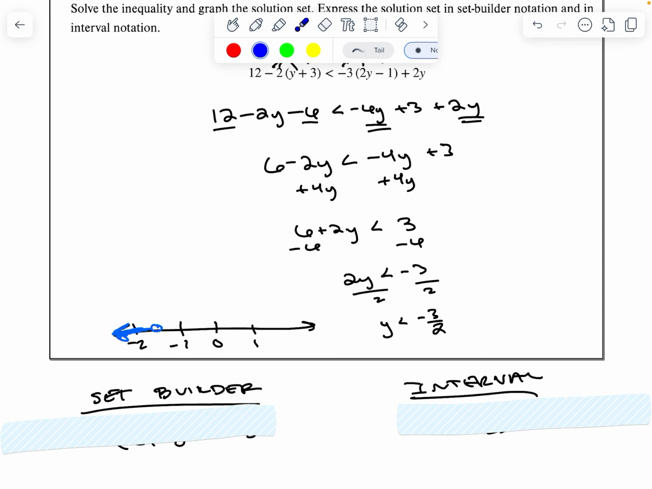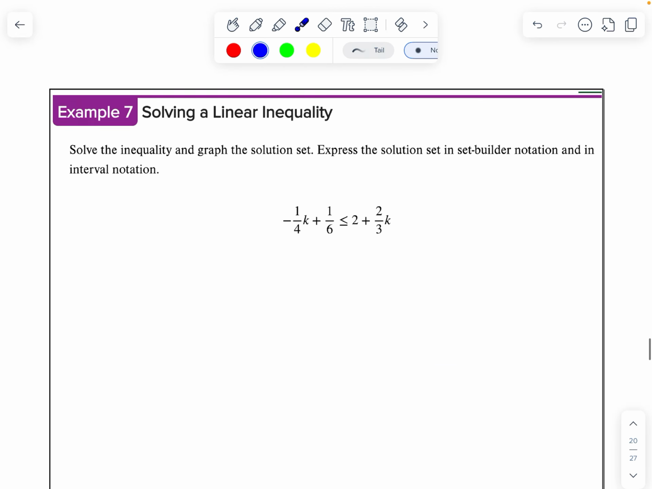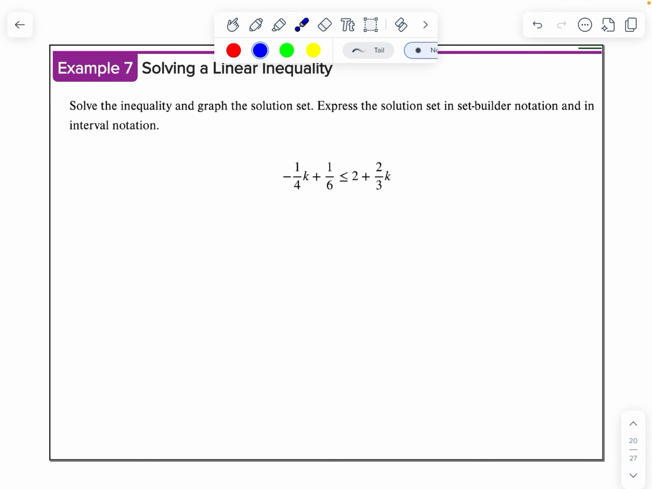This is what my graph looks like. Set builder notation, interval notation. On inequalities with fractions, I told you in class, we're going to treat every problem with fractions the same way.